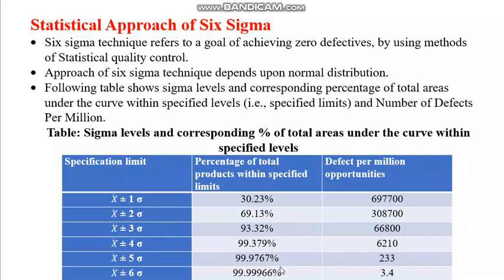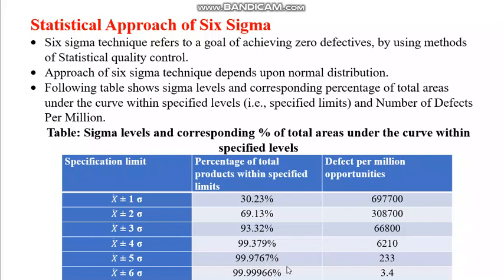What are the non-defectives or accepted parts? How many will there be? In 1 sigma limits, only 30.23%. In 3 sigma, 93.32% will be non-defective parts, and in 6 sigma, 99.99966%. These values you should be able to tell exactly.